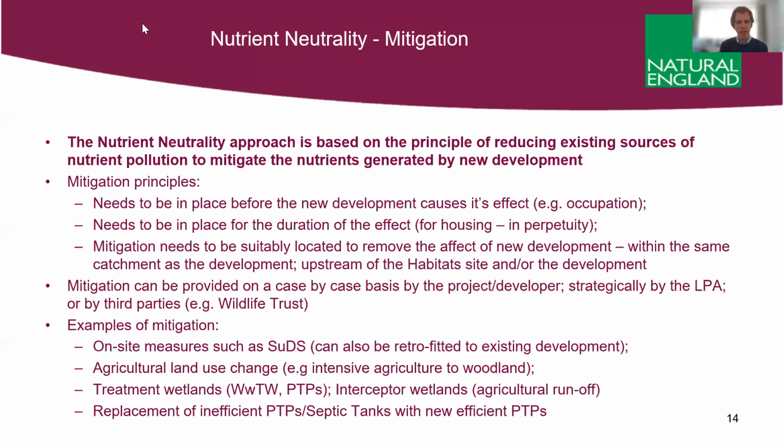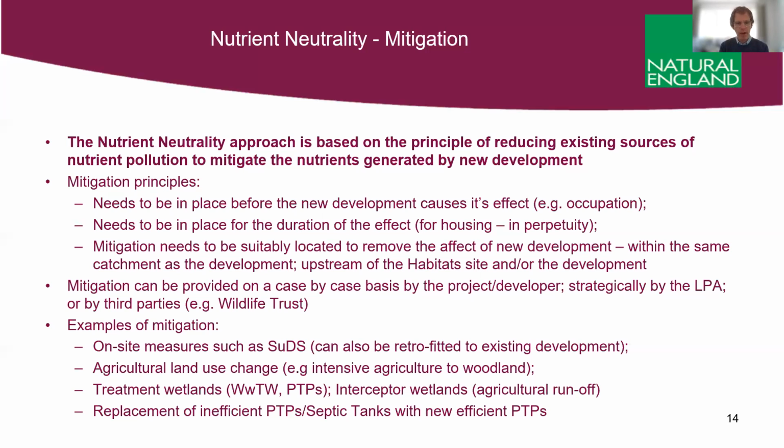Then you've got wetlands. Broadly speaking, we define them in two categories: treatment wetlands, which are taking effluent discharge from wastewater treatment works or package treatment plants and running that through a wetland to do further treatment to reduce the nutrients. And then the other type of wetland are the interceptor wetlands, which, for example, could be treating agricultural runoff before it reaches the watercourse, again, to remove nutrients.